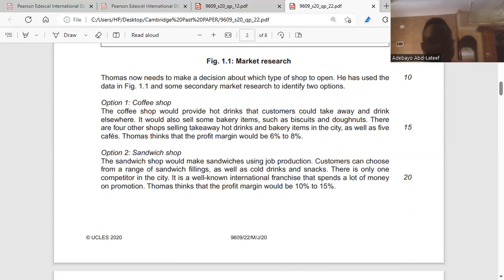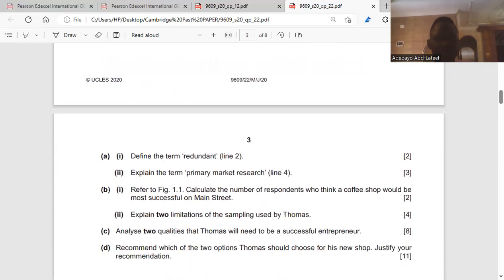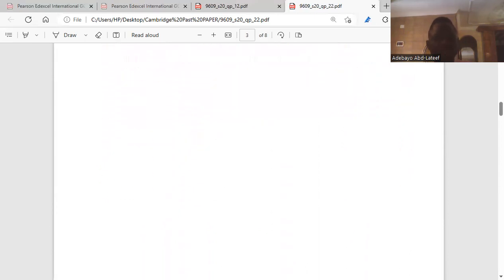And the fourth point is high competition, because here they said there are 4 other shops selling takeaway hot drinks and bakery items in the city. So that's competition. So it's more competitive than the sandwich business. Clear. Any questions about that? So go to question 2.